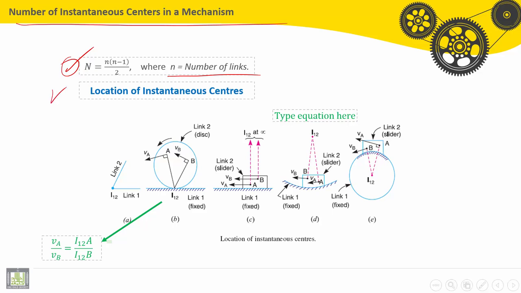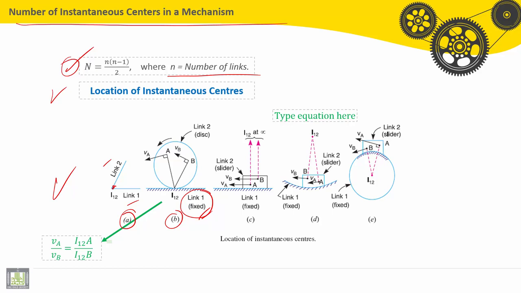How to find the location of instantaneous centers? Let's see here some examples. Between link 1 and 2, for example A, this should be the instantaneous center of rotation I12. For example B, here, we have link 2 rolling on link number 1. Link number 1 is fixed to the ground.